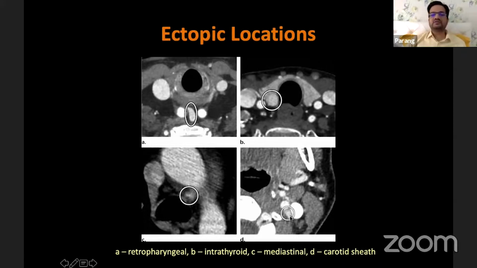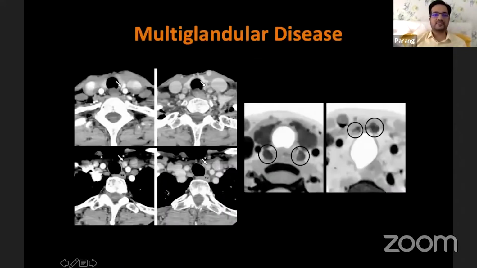This is one such location where you should always look when you don't find anywhere else, or even if you find elsewhere, just to make sure that you are not dealing with multiglandular disease: the carotid sheath, which is common, which is sometimes missed and can lead to unsuccessful surgery. So multiglandular disease can even be present in the parathyroid glands themselves in an ectopic location.